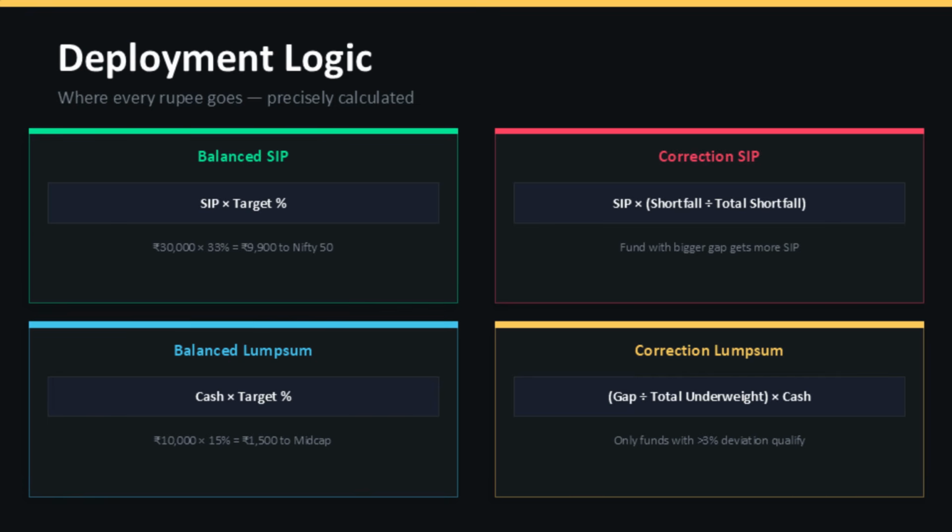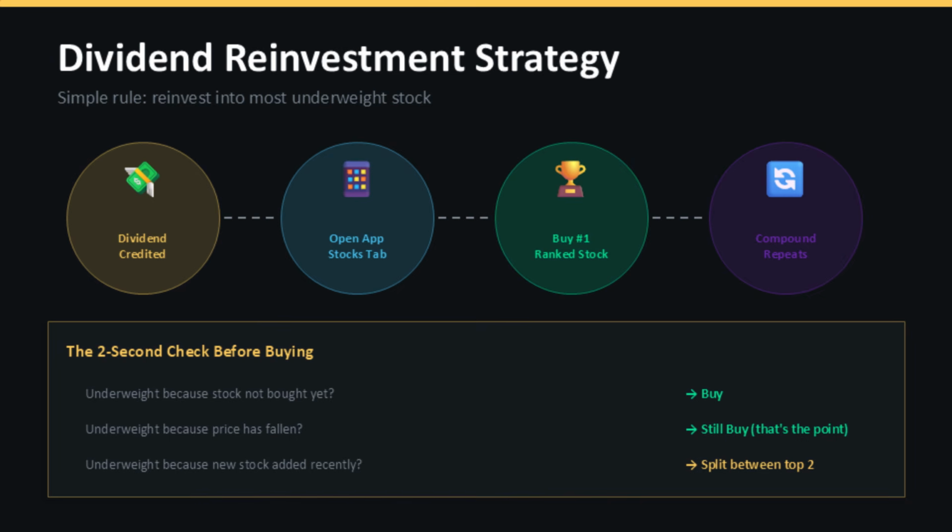Balanced lump sum, extra cash, deployed as cash multiplied by target percentage across all funds. Correction lump sum. Only funds with more than 3% negative deviation qualify. Cash goes to the worst hit funds only. Every rupee has a destination. Nothing is random.